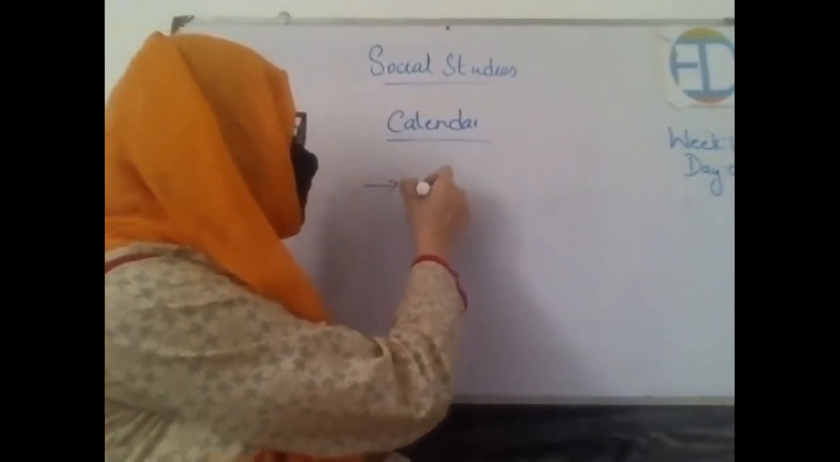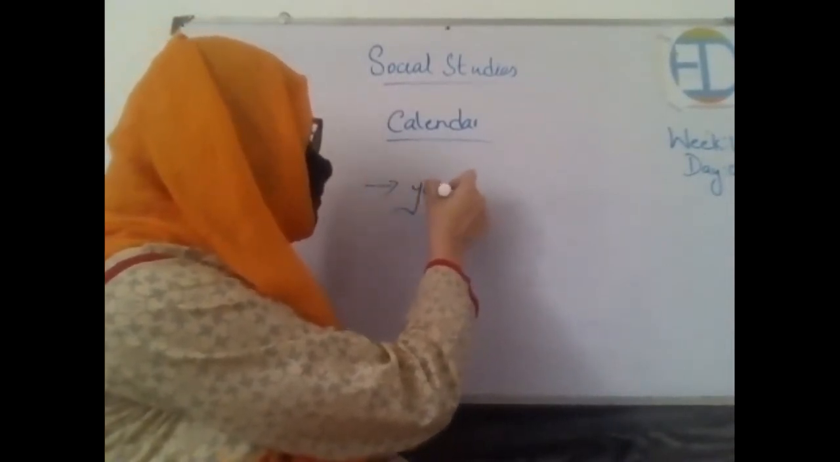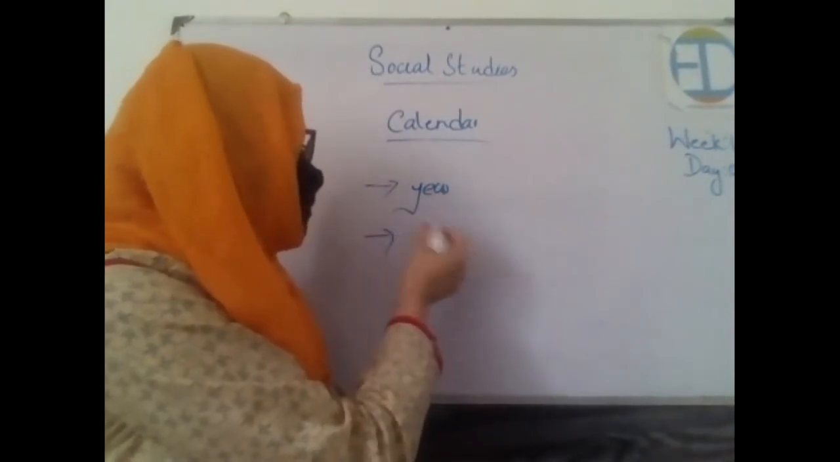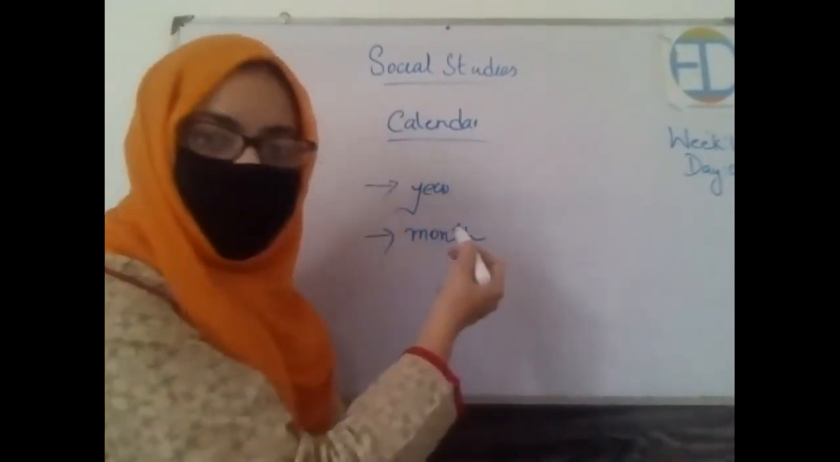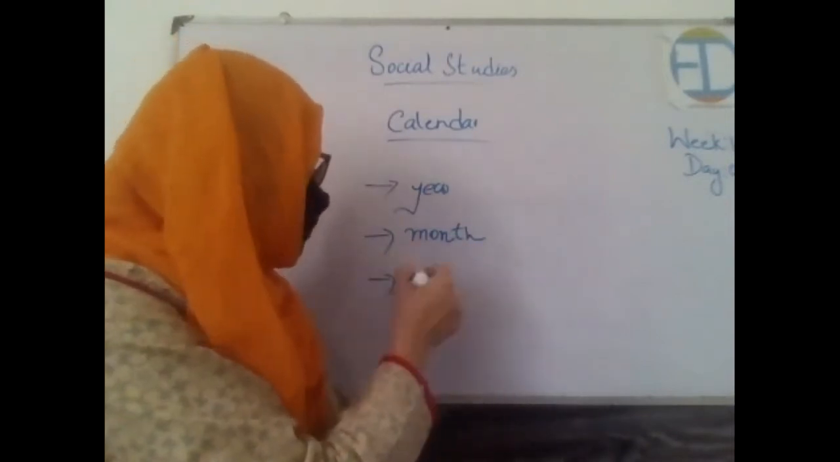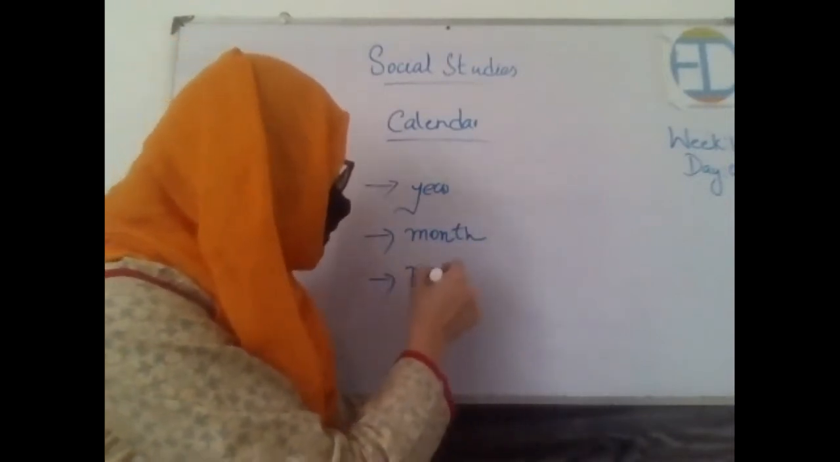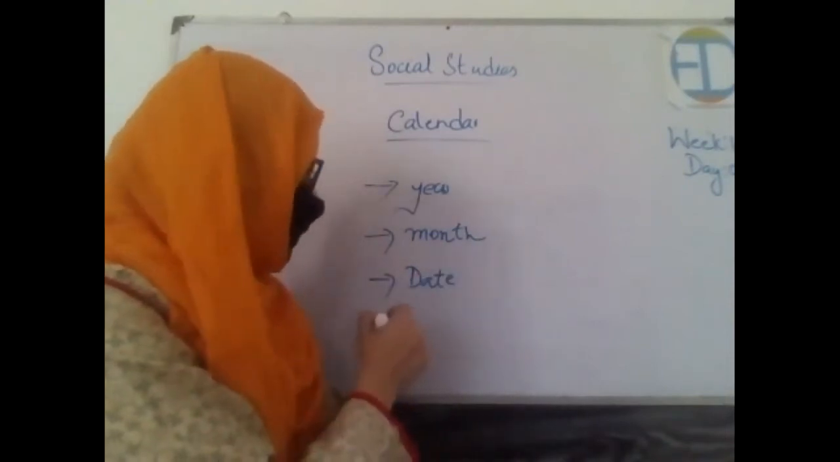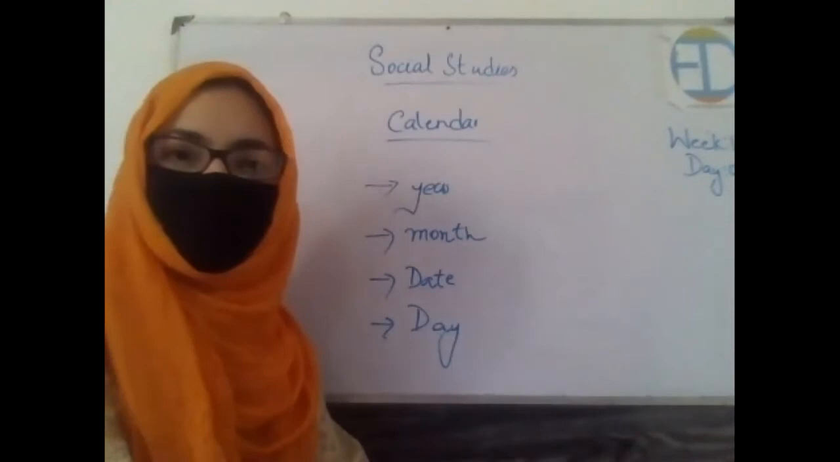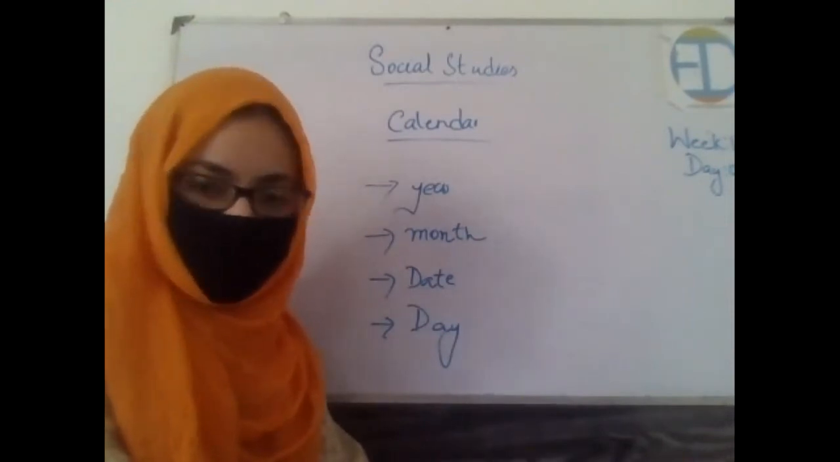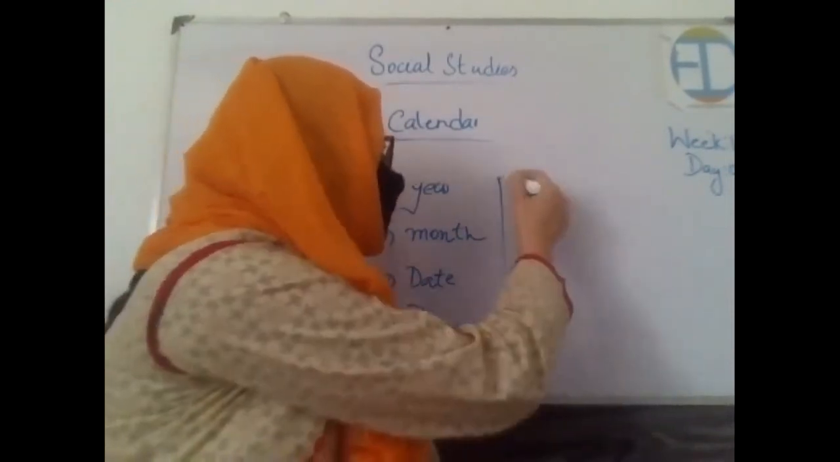So what are the things, can you revise with me, what were the things a calendar basically shows us? It tells us about the year, what year it is, then it tells us which month it is. What else? It also tells us about the date, and beside that, which day it is on that date. So these are the four things that we get from a calendar, right? And then we practiced making a page of it as well.